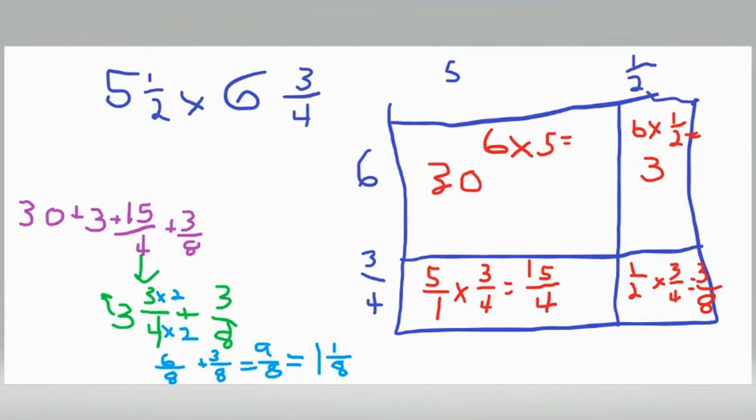So I'm going to go ahead and write this in big red numbers over here, everything we've come up with so far. We have 30, right? Here we have our 30. We have 3 right here. And over here we have another 3 from our 3 3/4. And then we added our fractions together, so we have 1 1/8.